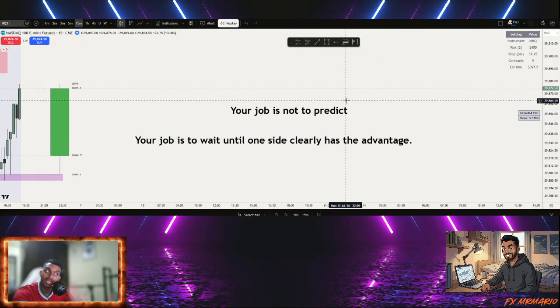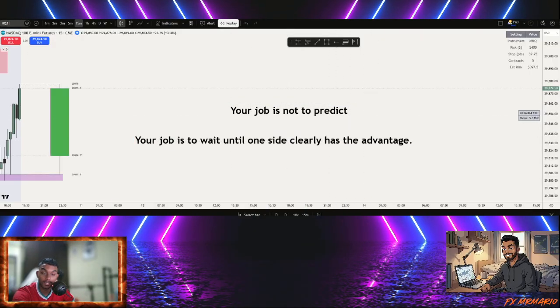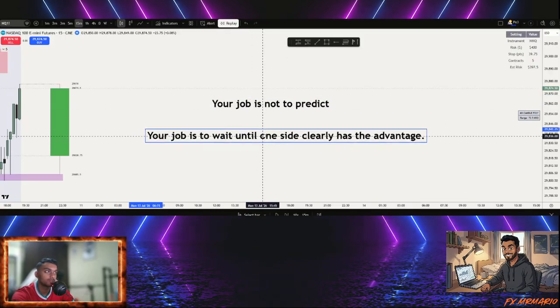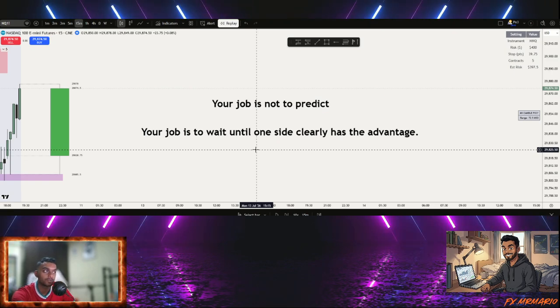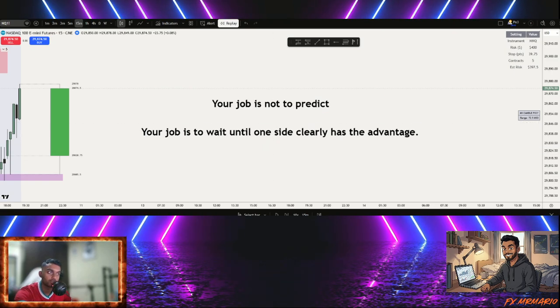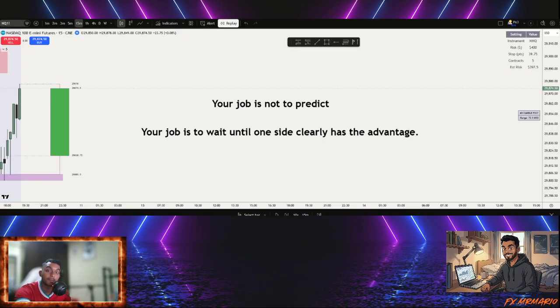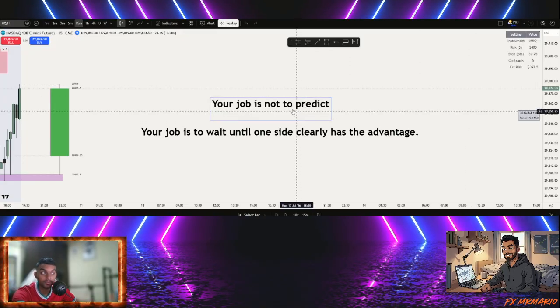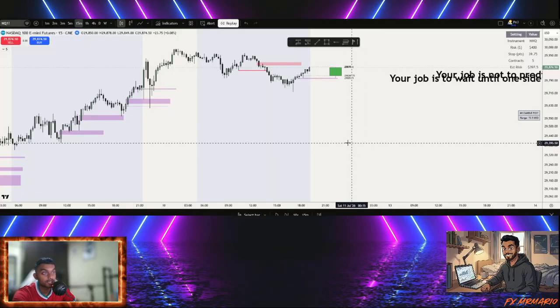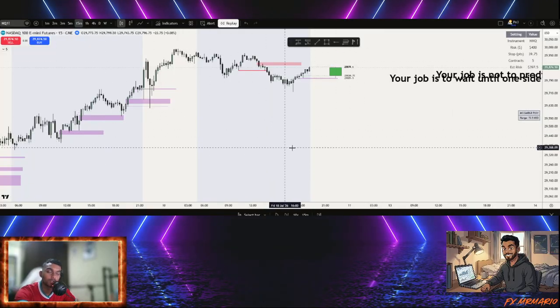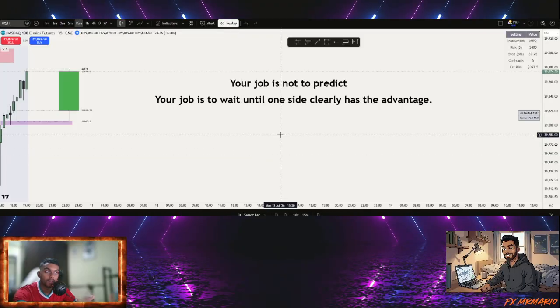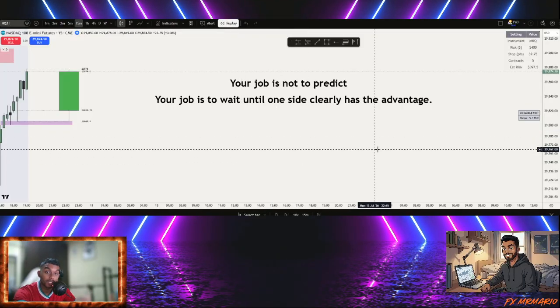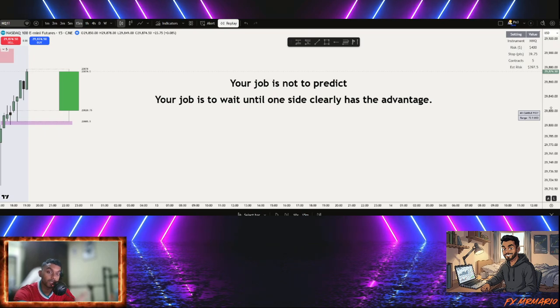wait until one side clearly has an advantage, meaning everything aligns or you have your reasons to take the trade, right? And then you take it. So remember this, write this down, screenshot this, put it as your wallpaper, whatever you want to do. Your job is not to predict. Your job is to wait until one side clearly has the advantage, all right? Remember this, the market pays traders who are patient enough to let the story unfold. That's why in the first part of this series, I said candlesticks are a language. You need to learn the language, all right? So again, I repeat, the market pays traders who are patient enough to let the story unfold, all right?